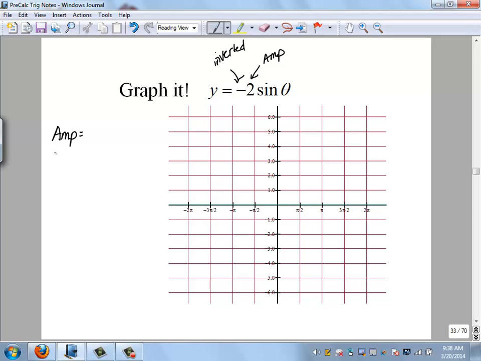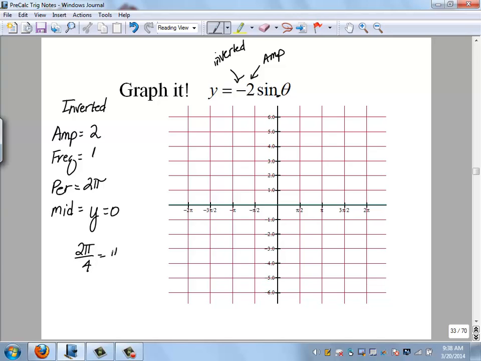So I'm going to do amplitude, frequency, period, and midline. And the first thing I'm going to do is write it's been inverted or reflected over the x, because I don't want to make that mistake when I do this. The amplitude is still +2. My midline is still y = 0 because I'm not adding or subtracting anything at the end. My frequency is still 1, and my period is going to be 2 pi over 1, or 2 pi. If I take my period, divide it by 4, I'm still counting by pi over 2. So all that's the same.